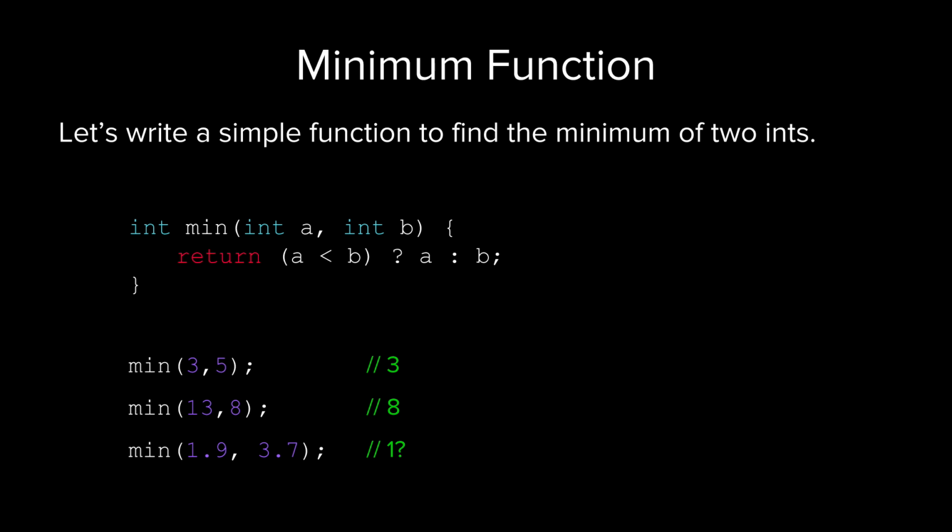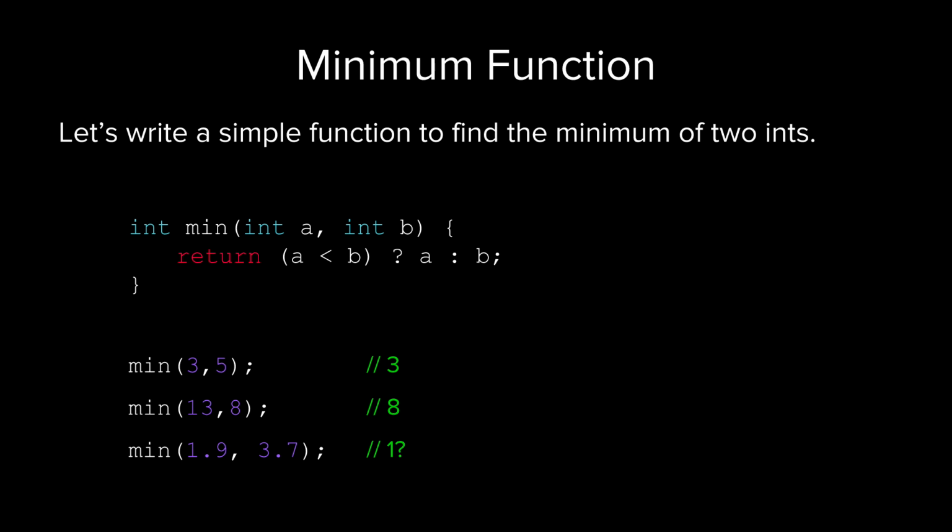So what happens if we pass it the min of 1.9 and 3.7? What is going to happen when we do that? This is a function that takes 2 integers, and we're passing it 2 doubles. What does it do to those doubles? Anyone? Oh, yeah, it truncates them, right? It rounds them down to integers, so it gets 1 and 3, and then returns the smaller one, which is 1.